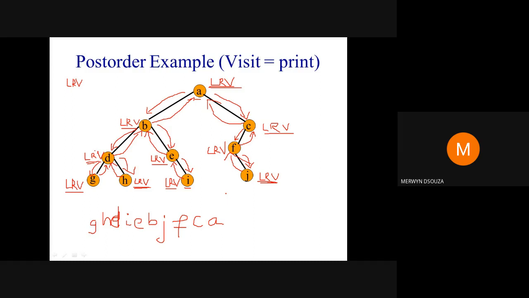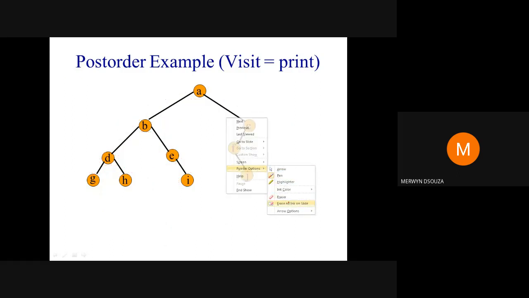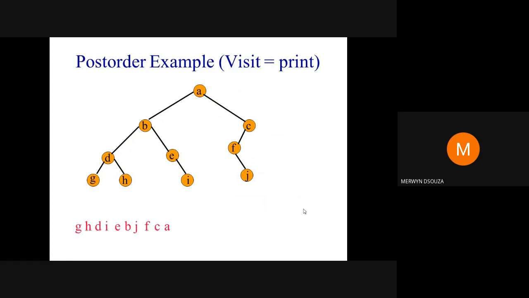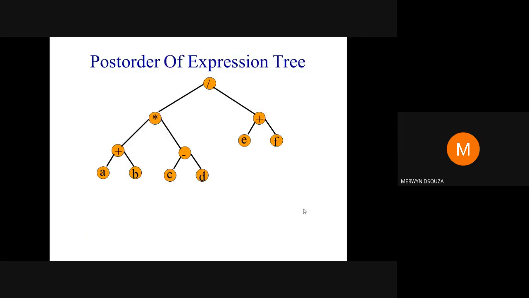G H D I E B J F C A. Okay, so this is the post order traversal. You can similarly try this. Okay, this is the same expression tree that we have seen. This will be the answer that you will be getting. You can try later.